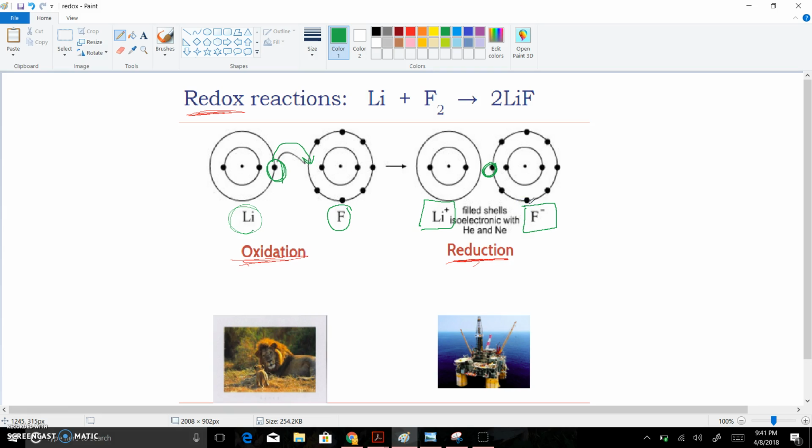So we can see that there has been a transfer of electrons. The lithium has lost electrons, and the fluorine has gained electrons. In a redox reaction, somebody must lose electrons, and then somebody else must gain those electrons. And that's how we have a redox reaction. Specifically, oxidation means losing electrons, and reduction means you gain electrons. Here I can see lithium would be oxidized, and my fluorine is the thing that's reduced, because it gained electrons.